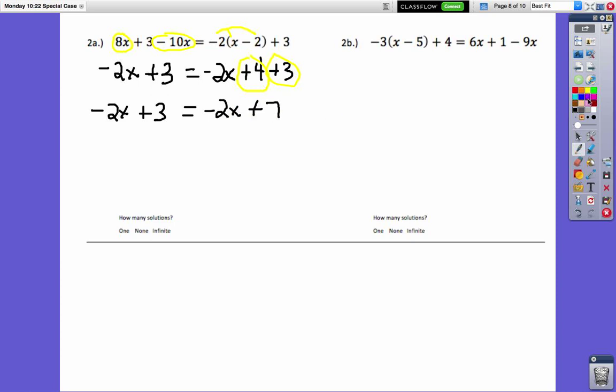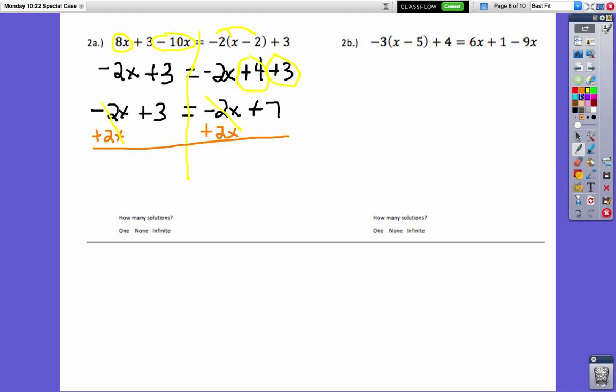So we have a negative 2x on both sides of the equation here. We could pretty quickly just cancel those off, since they're on both sides. Or what we can also do, if you want to solve it further, is add 2x to both sides to get the x's on only one side of the equation. And then those cancel, so those are gone. Like I said, those cancel.